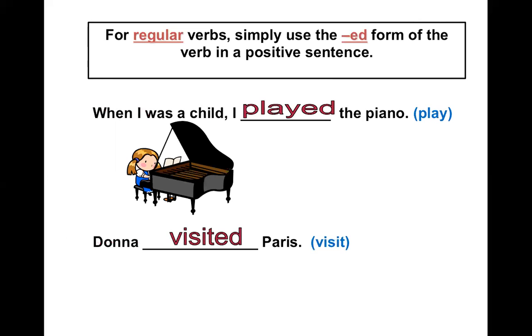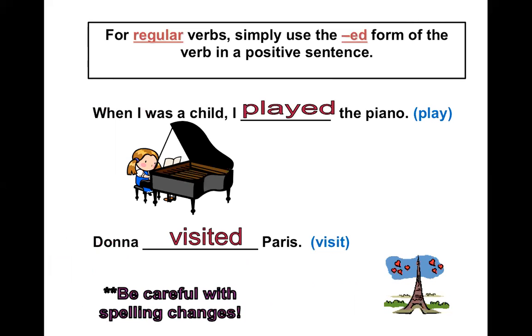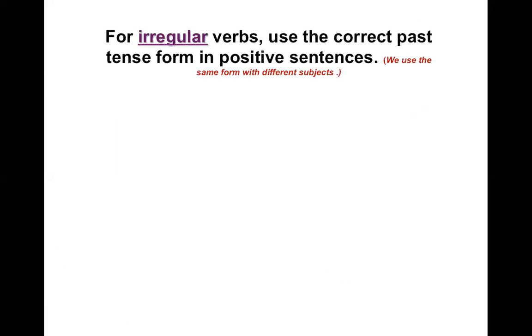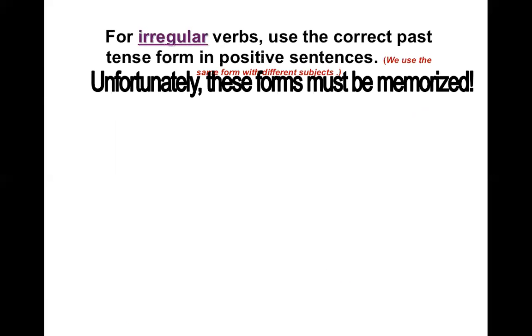Donna visited Paris. You look that we add -ed. Be careful with the spelling change. For irregular verbs, use the correct past form in positive sentences. We use, for example, the same forms with different subjects. Unfortunately, these forms must be memorized.